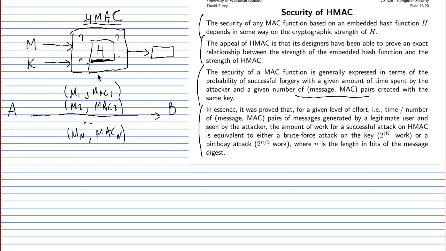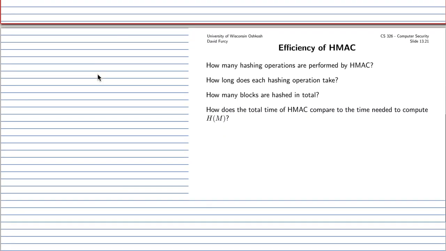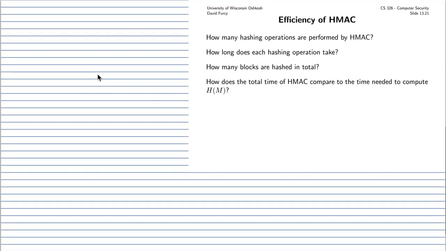Now, when it comes to the other important requirement for HMAC, which is its efficiency, we have to look at the following questions. Since the main operation in HMAC is the execution of the hash functions, all the other operations are very fast, be it, say, an XOR operation or appending bits to another block. These are all very fast compared to the execution of the hash function. So the efficiency of HMAC depends on how slow or how fast the hash function is. So the first question we want to ask is how many hashing operations are performed? Well, for that, we need to remember the algorithm.